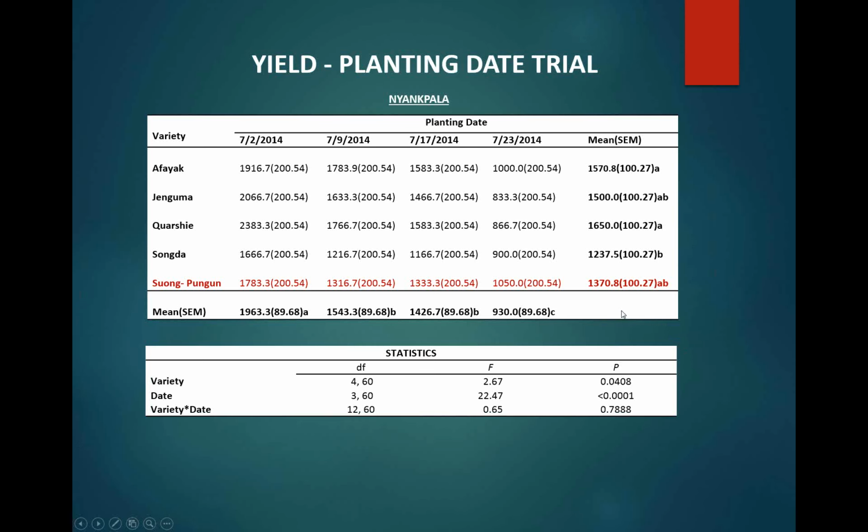Now, we see that the earlier planting gave us 1963, showing the highest across board, across the varieties, with the lowest coming from the late planting date on the 23rd of July. Now for the varieties, Apayak and Janguma and Kwashi did not show any significant difference. And again, Janguma and Songda did not show any significant difference.